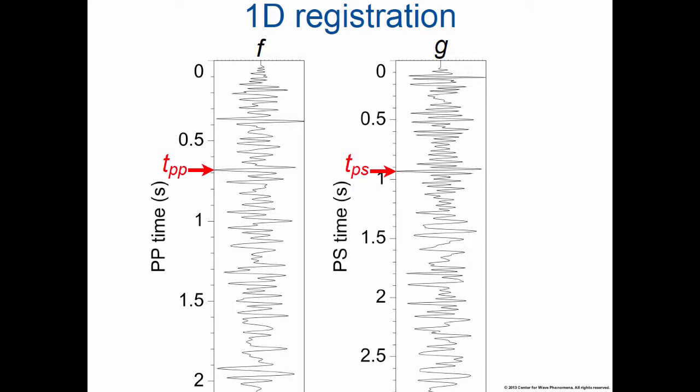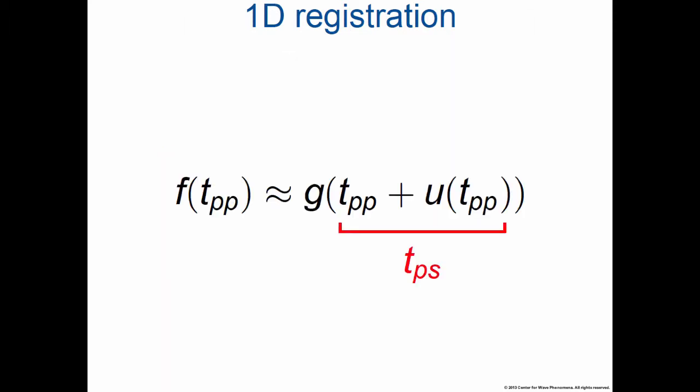If we know the time shift, then we can say that F is approximately equal to G as a function of PP time plus the time shift U, which varies with PP time. This time shift we will compute with smooth dynamic warping. As Dave mentioned, smooth dynamic warping is a modification to the dynamic warping algorithm that he talked about last year. Now I'll show you with a synthetic example how exactly we modify this algorithm and how this modification helps to improve the accuracy of our results.